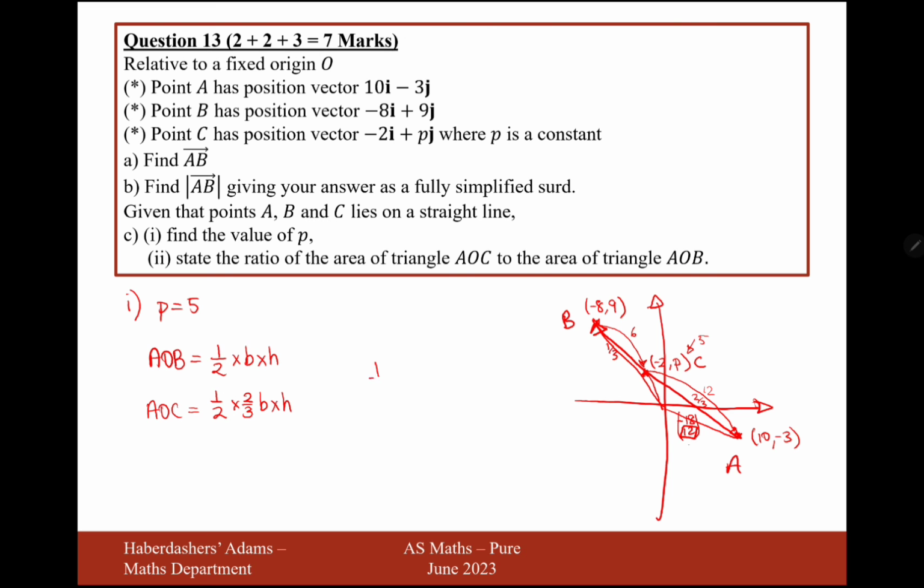So our ratio is going to be a half base height to a half 2/3 base height. On our ratio, we can cancel out the bases and the heights, cancel out the halves. So it's 1 to 2/3, or in the ratio 3 to 2. So there we are. That is the ratio between the triangle AOB and AOC, 3 to 2. That's the answer to question 13, worth a total of 7 marks. Let's now move on to question 14.